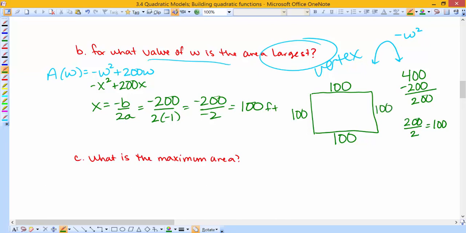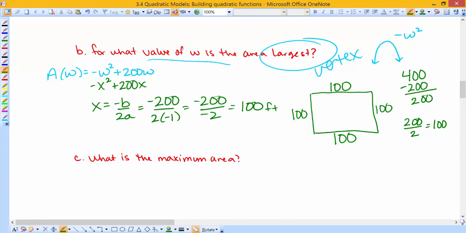And think about what shape this is. If all four sides are congruent, what shape do we have here? That shape is very, very special. That is the shape that will maximize everything. And this will help you on your quiz.